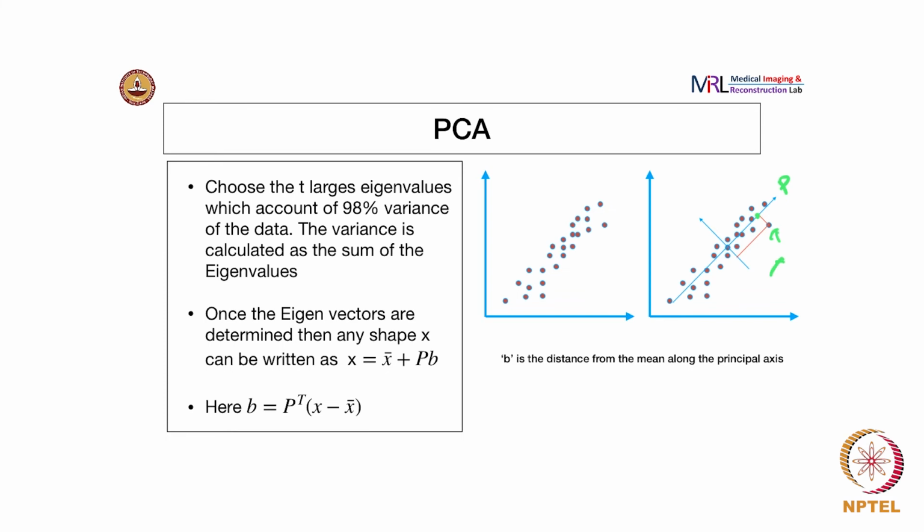And what is b? b is nothing but the distance along this axis. That's the coordinate of that point in the new axis. So this is this distance, this distance I have indicated here. That's your b.